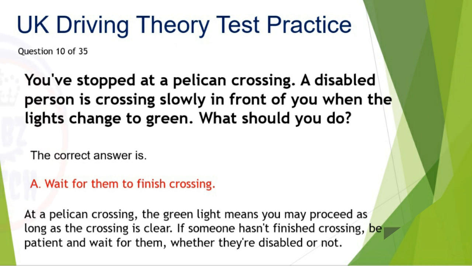At a Pelican Crossing, the green light means you may proceed as long as the crossing is clear. If someone hasn't finished crossing, be patient and wait for them, whether they're disabled or not.